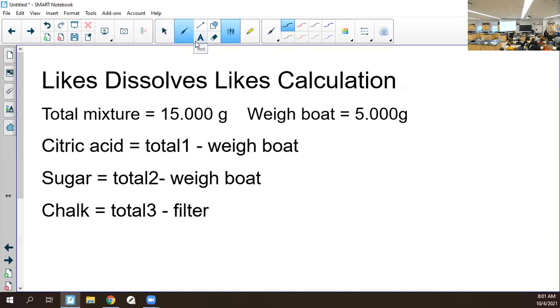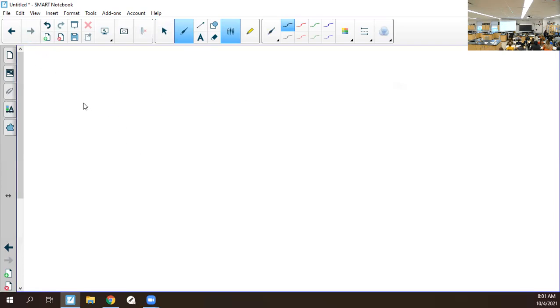It'll be fine. Okay, so if we've got percent citric acid, how do we calculate percentages again? Remember when we did percent of girls in the classroom? We added the totals up and then we divided by maybe the subgroup or something, right?